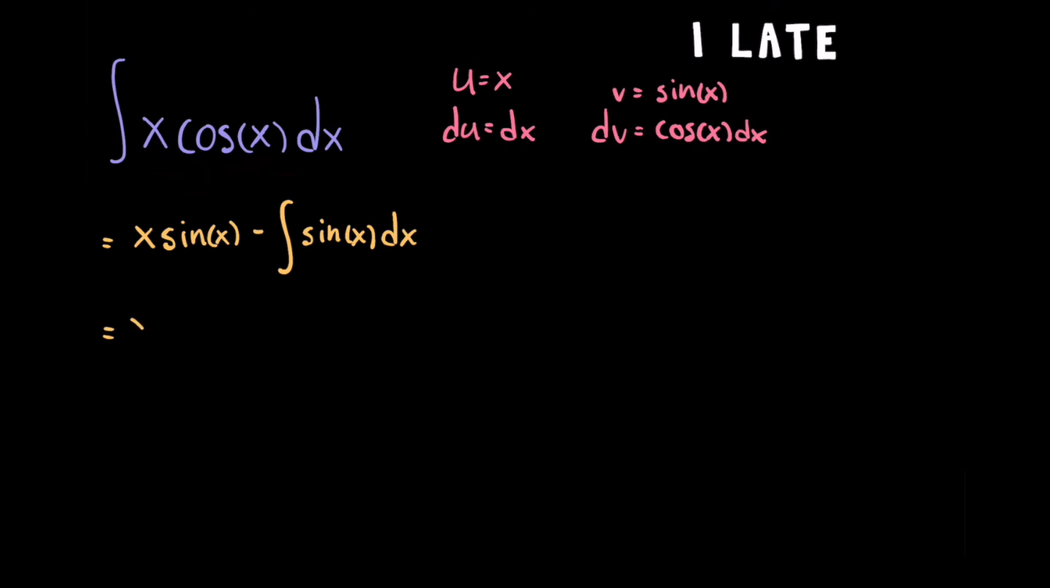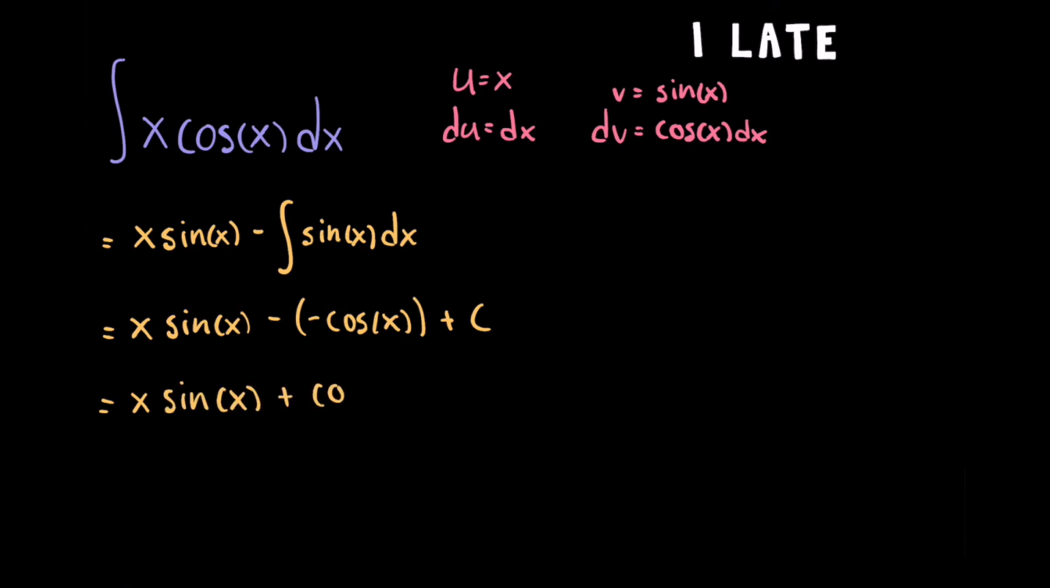So let's do that right now. We still have x times sine x, and then minus the integral of sine x, that's just negative cosine x, and then of course plus c for indefinite integrals. And because we have two negatives, that makes it positive. So our final answer is x sine x plus cosine x, and of course plus c for some constant c.